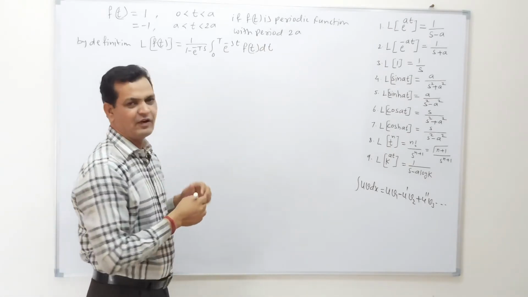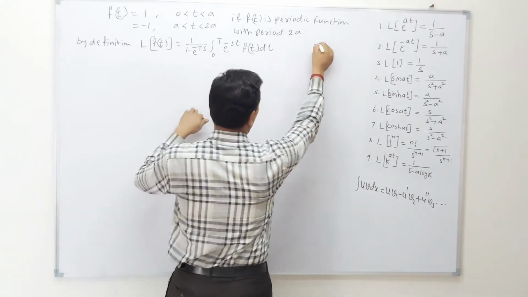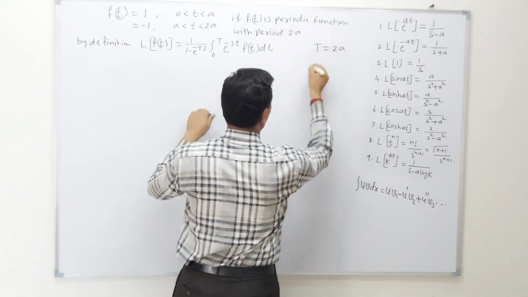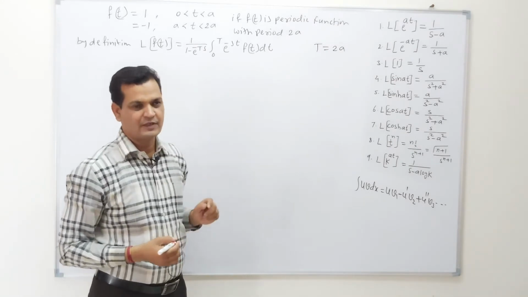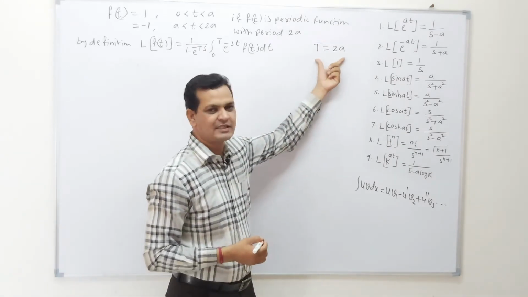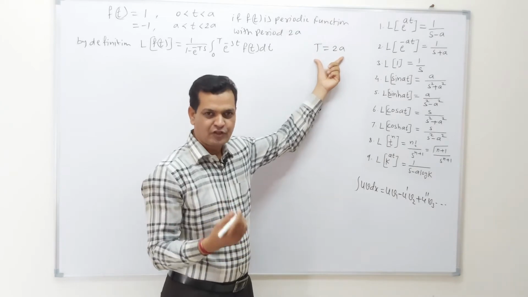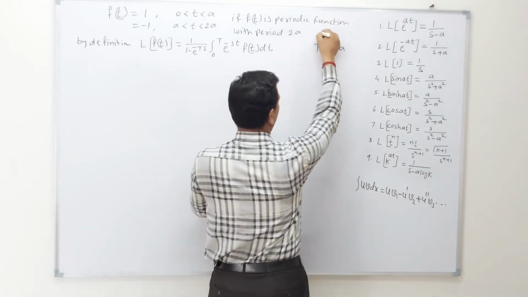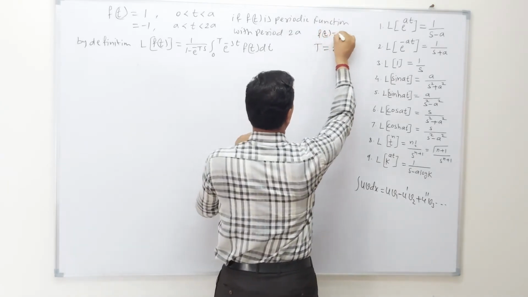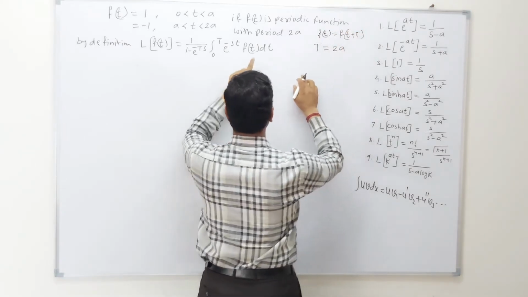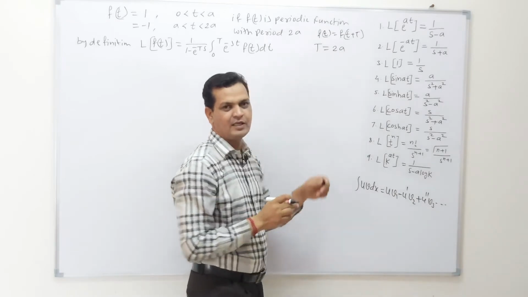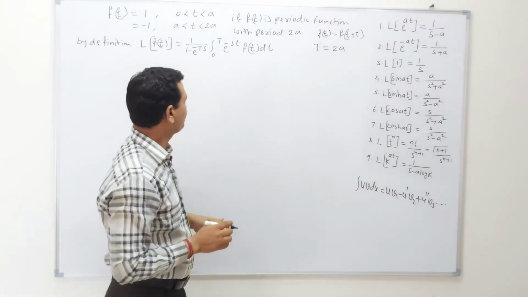Now we have to find the value of f of t. So the value of T is equal to 2a, according to the Laplace transformation for the periodic function, because of the definition of a periodic function. This periodic function is f of t equals f of t plus T. If we compare this equation, the value of the period T is 2a.